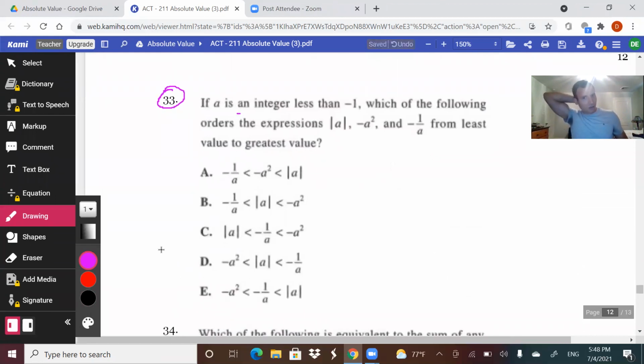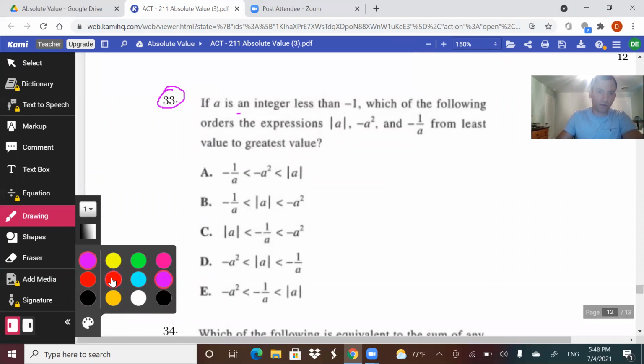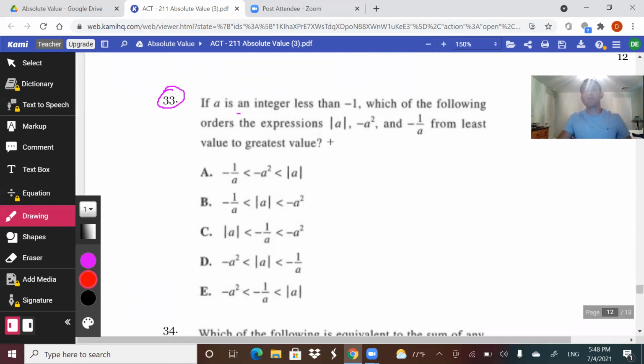This one, I find it's super easy as long as you're willing to plug in numbers. You can try to do number theory and think about it, that's fine as well, but we're gonna do this super fast by plugging in numbers. If A is an integer less than -1, okay, so we'll call A -2. Which of the following orders the expressions from least to greatest?